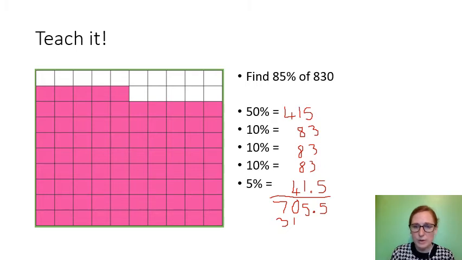Now there is more than one way of figuring this out. There's more than one method that you can use. You could have split this into 80% and 5%. You could have split it into 8 lots of 10% and a 5%. Okay, it's up to you how you split it up, but once you've split it up, work out each part, then combine it again.